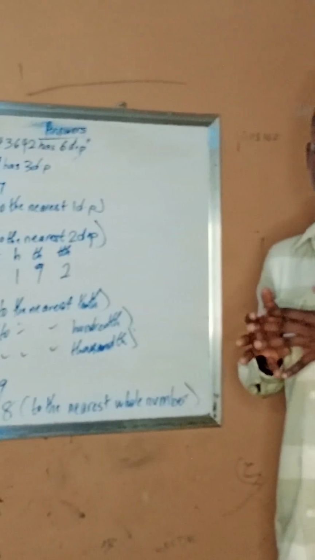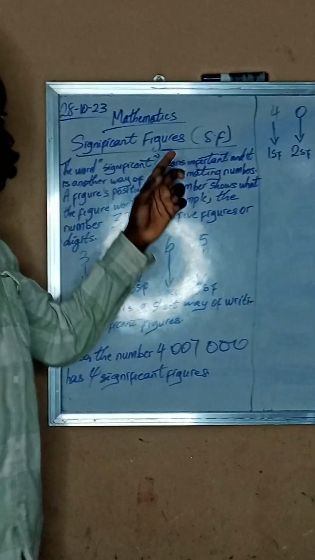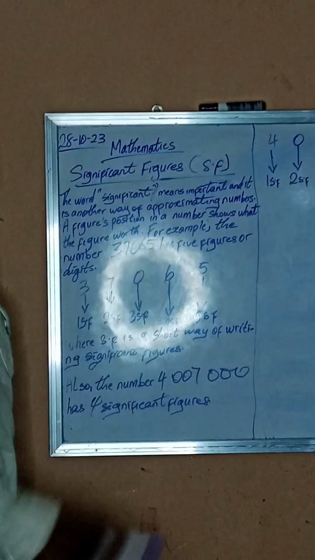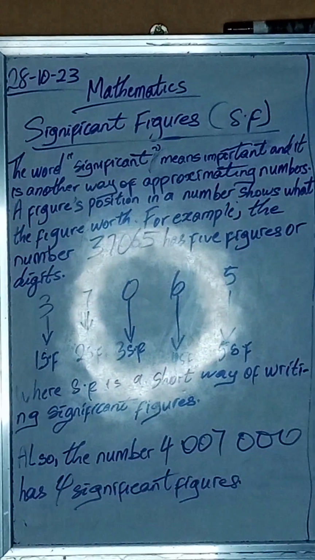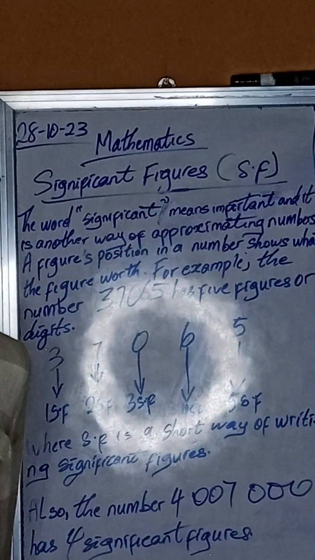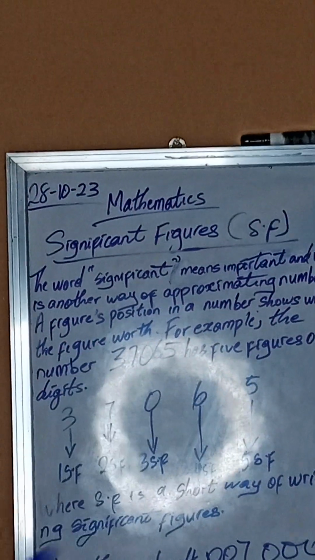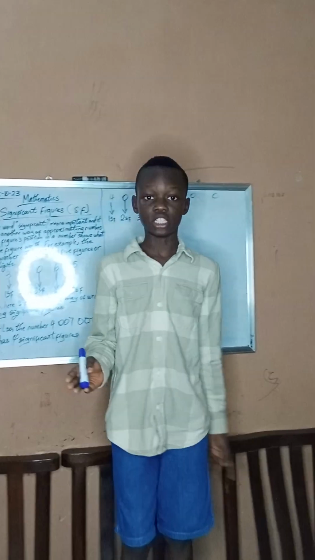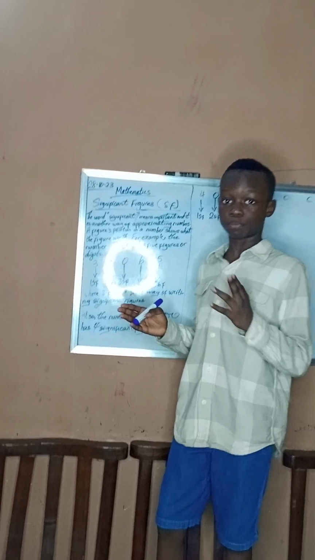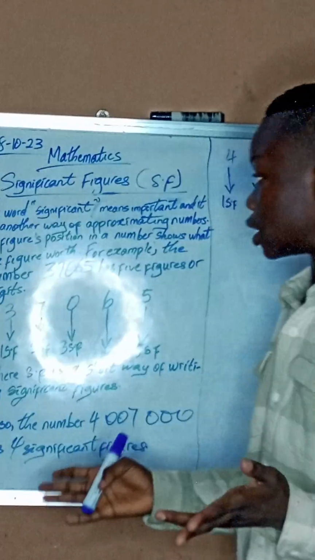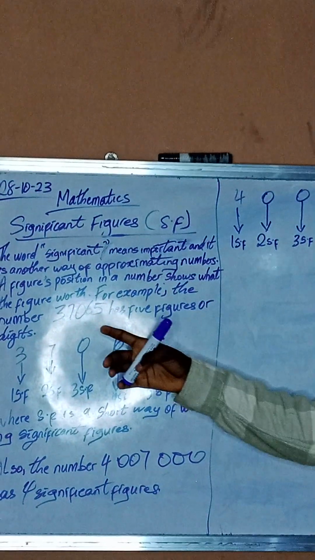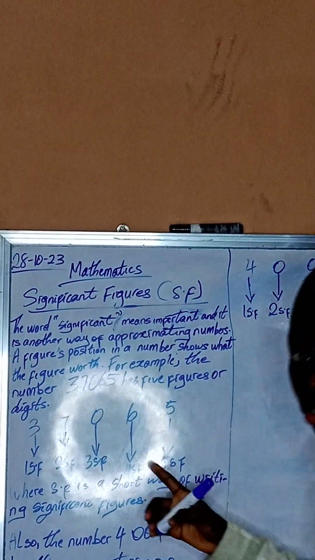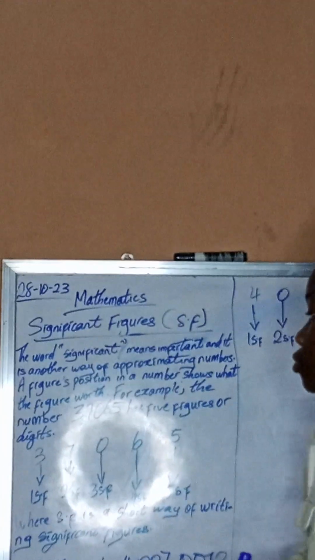So let's go into the topic for today. Significant figure, or we also call it SF. Significant means important, and it is another way of approximating numbers. A figure's position shows the worth of the figure in the number. For example, 37,065 has 5 figures or digits.